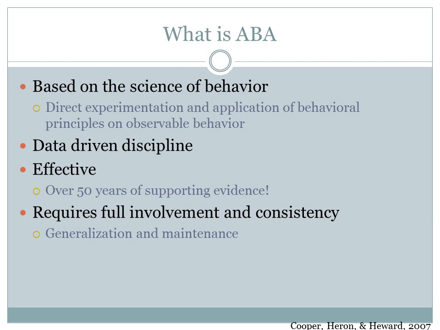It's effective. ABA is very effective, and there are over 50 years of supporting research claiming that this is an effective, scientifically proven treatment. It requires full involvement and consistency. In other words, everybody needs to be involved and on the same page: the therapist, the parents, the family, the schools, the teachers. By doing this, we can promote generalization and maintenance.